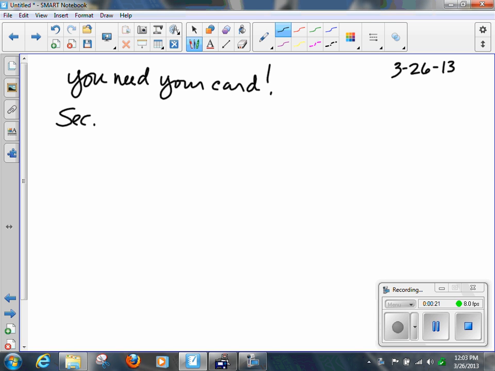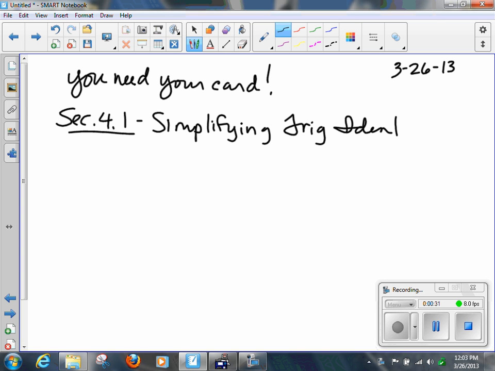We are going to be looking at simplifying trig identities. Okay? And you have to have your card in order to do this. Why are we going to be simplifying trig identities? We've got to be able to transform equations into a format that we can deal with to get us ready for calculus. Basically, that's why we have to do this. This is getting you ready for calculus.